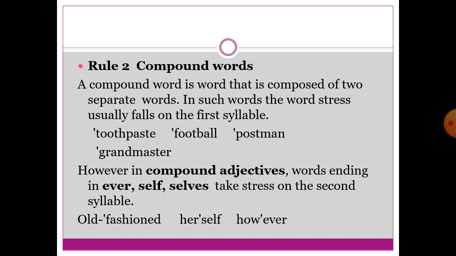Like postman. In the same way, post is one word and man is another word. Two different words, when they combine, we come across a person who gives us letters, who brings our letters home. So this is a different word, that's why this is also a compound word. In the same way, grandmaster. Master is different and grand is different, but they combine to form a word like grandmaster. So these are the compound words.